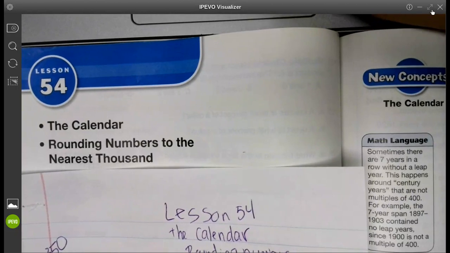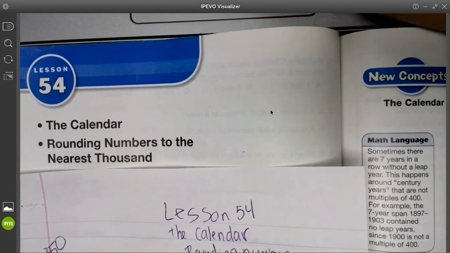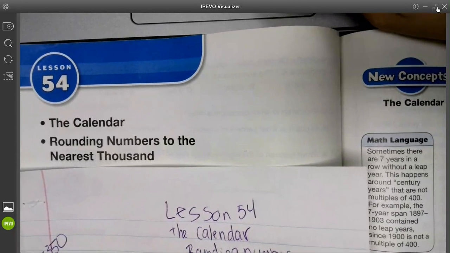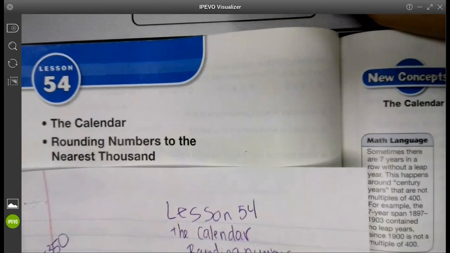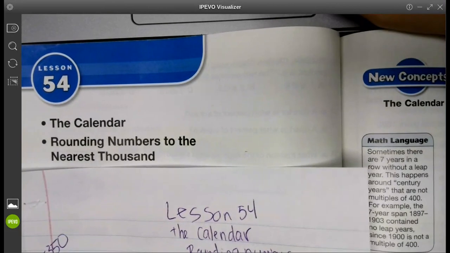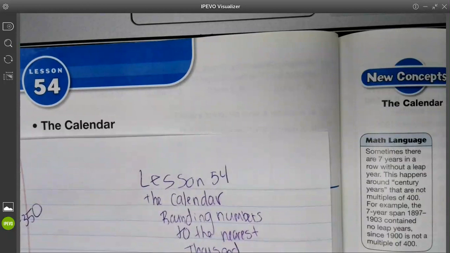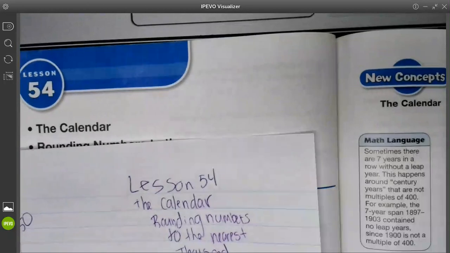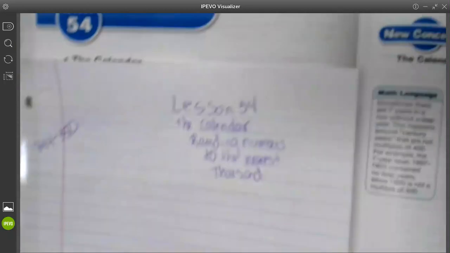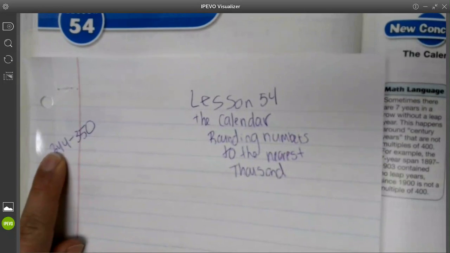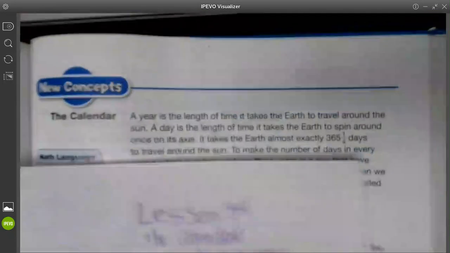So we are on lesson 54 in math. We are talking about calendar. We are talking about rounding numbers to the nearest thousand. Just making sure I am recording. So we are lesson 54, the calendar and rounding numbers to the nearest thousand. Pause me if you need to. Pages 344 to 350.